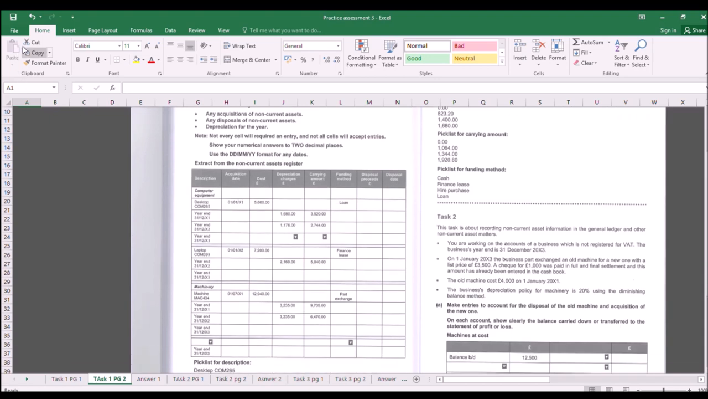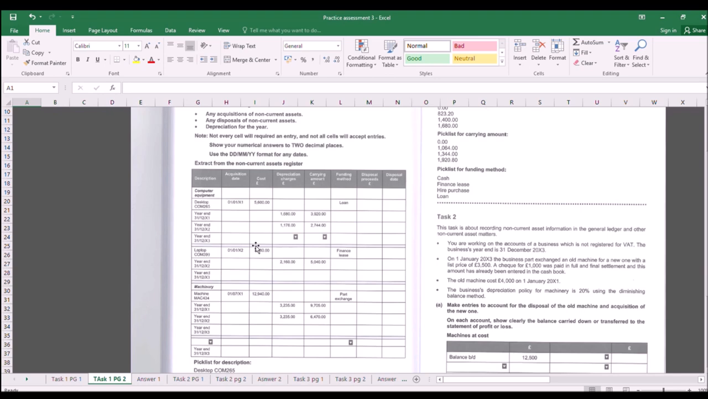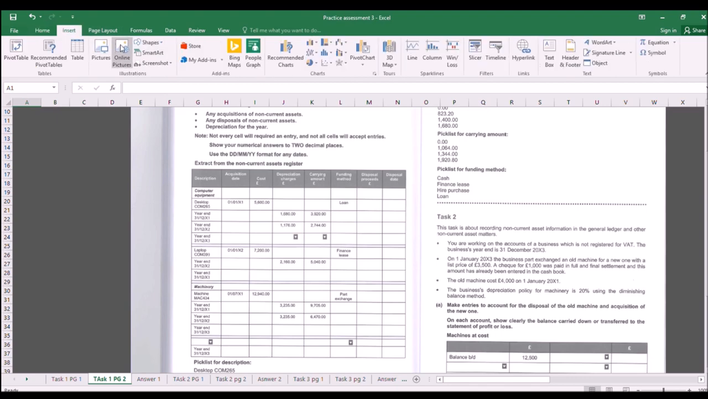Right, okay then, let's start cracking on. So we've got computer equipment here. We disposed of one of them. COM265 is what we disposed of in here. Date of sale, 1st of January. Let's get on with this then. Here, there's the acquisition date. We've got a disposal date somewhere, so we've got that in here. Do the easy bits first. Then we've got a disposal date, which was the 1st of January, wasn't it?